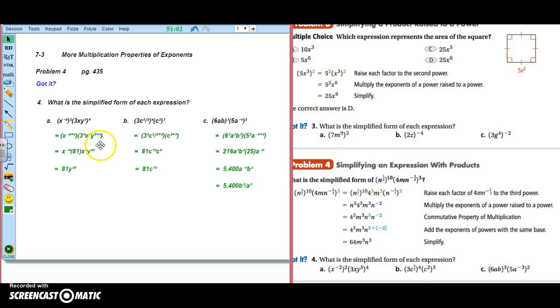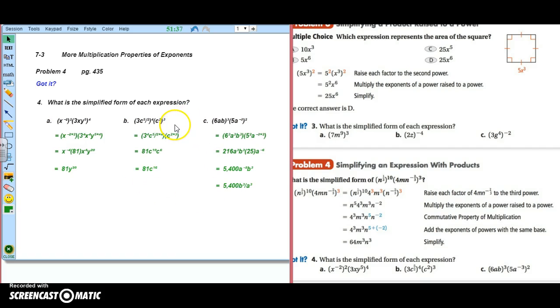Power to a power we multiply. So x to the negative 2 times 2 is x to the negative fourth. 3 to the fourth power is 81. X to the fourth, y to the 5 times 4 is 20. Now we need to combine our like terms. X to the fourth times x to the negative fourth. We add the exponents when we have two of the same base. So 4 plus negative 4 is 0, which means the x goes away. So 81 y to the 20th is our answer.